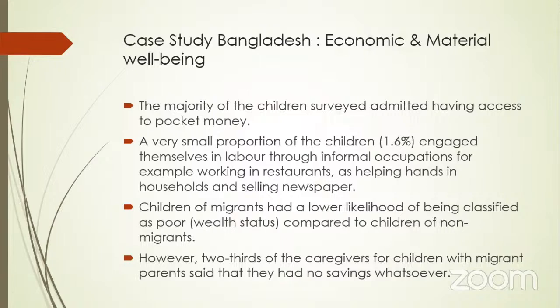Then economic and material well-being. Majority of the children surveyed admitting having access to pocket money. Small proportion engaged themselves in labor through informal occupation. Had a lower likelihood of being classified as poor compared to children of non-migrants. Two-thirds of the caregivers for children with migrant parents said they had no saving whatever. So obviously poverty immediately comes out.